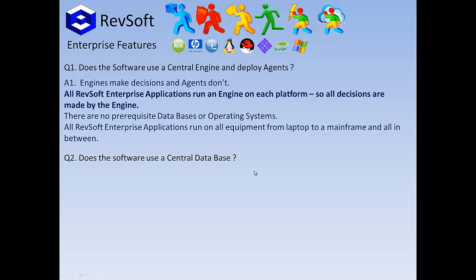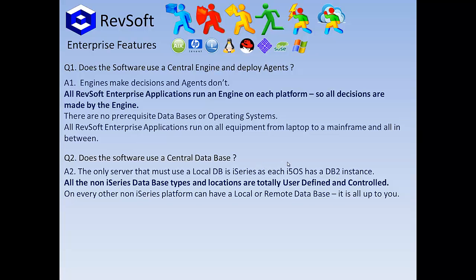Question 2. Does the software use a central database? The only server that must use a local database is the iSeries, as each i5OS implementation has a DB2 instance, so we use that. All the non-iSeries database types and locations are totally user defined and controlled. On every other non-iSeries platform, you can have a local or remote database.